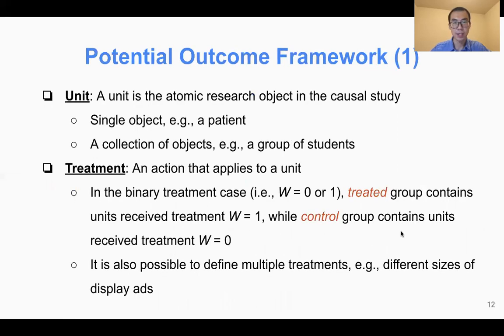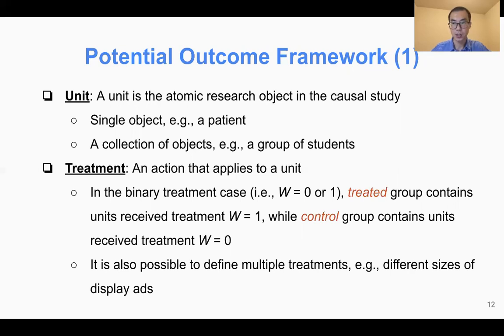To understand the idea of the potential outcome framework, we need to define some essential concepts. The first concept is unit. A unit is an atomic research object in the causal inference study. It could be a single object, such as a patient, or it could be a collection of objects, such as a group of students.